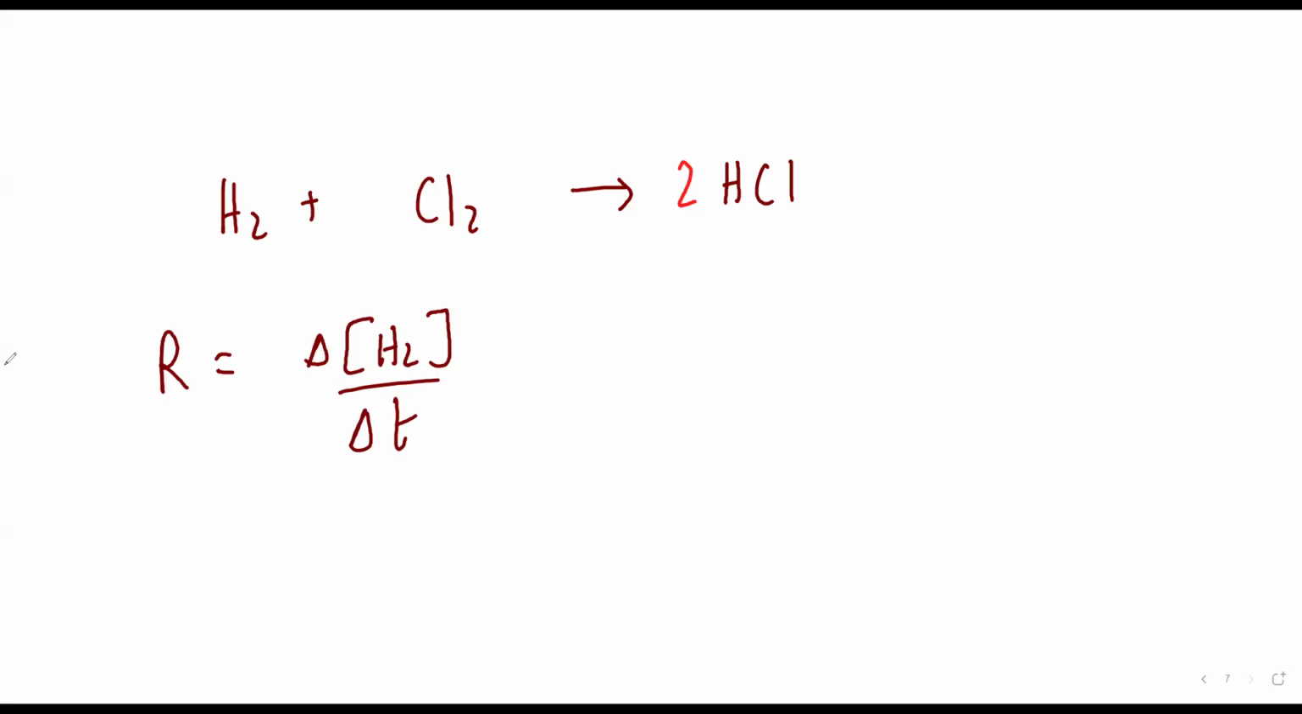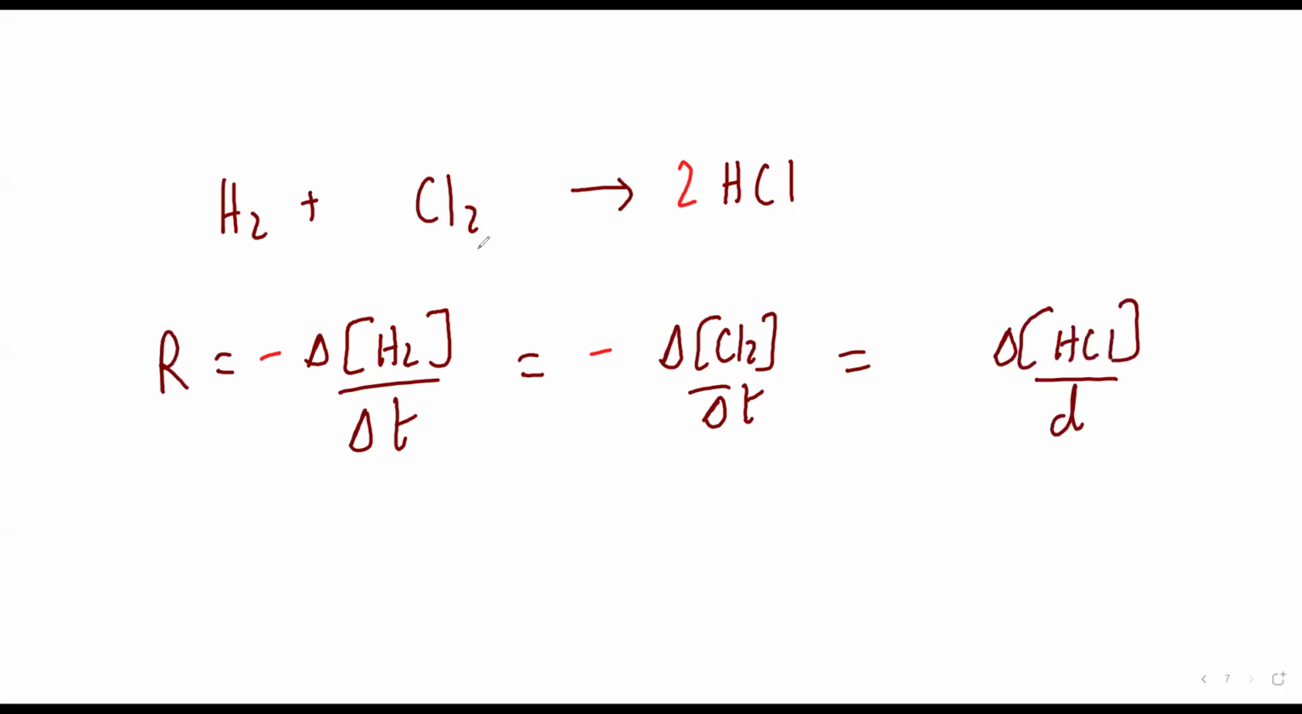Will it be positive or negative? Will I write any number here? Will I divide this? Why? Because there is only one. So then what do you have to do again? Equal to. Then again what I'll get? Minus delta Cl2 by delta T. Then again equal to. Now delta or d, whatever you want to write, HCl upon dt. Is there any number before this? So what am I going to write?